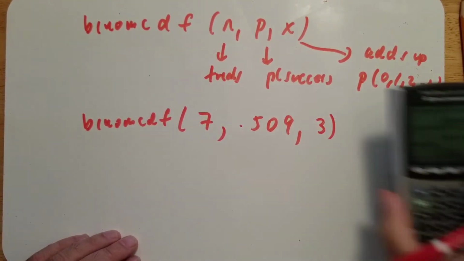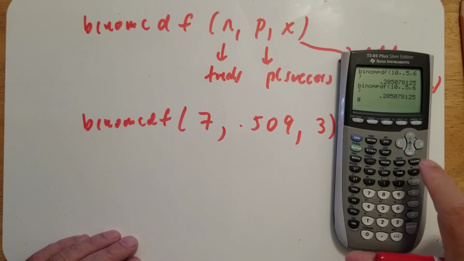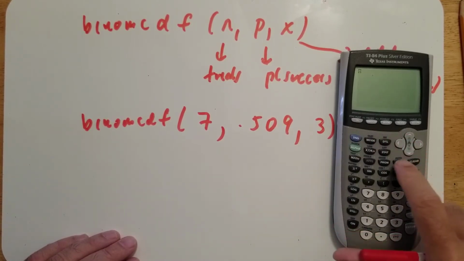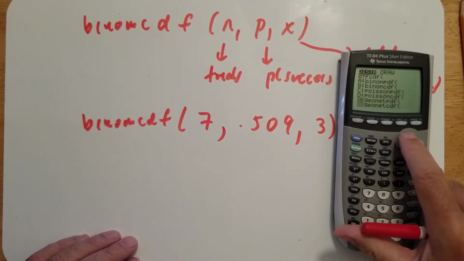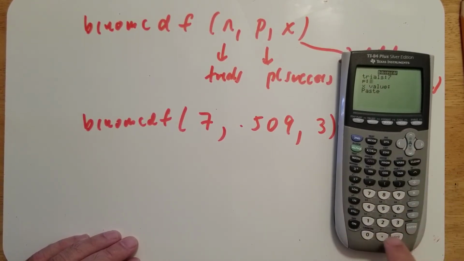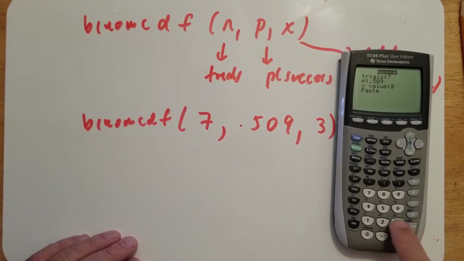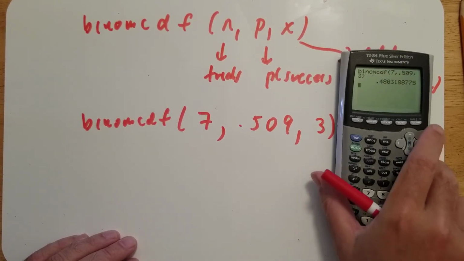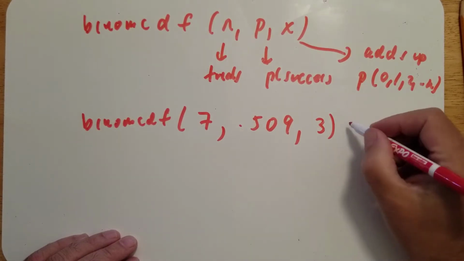On the calculator, I'm going to the distributions, and this time, careful, I'm going to binom CDF. The number of trials is 7. The probability of success is 0.509, and we're going to accumulate the successes up to 3. And it spits out an answer of about 0.480 to 3 decimal places.